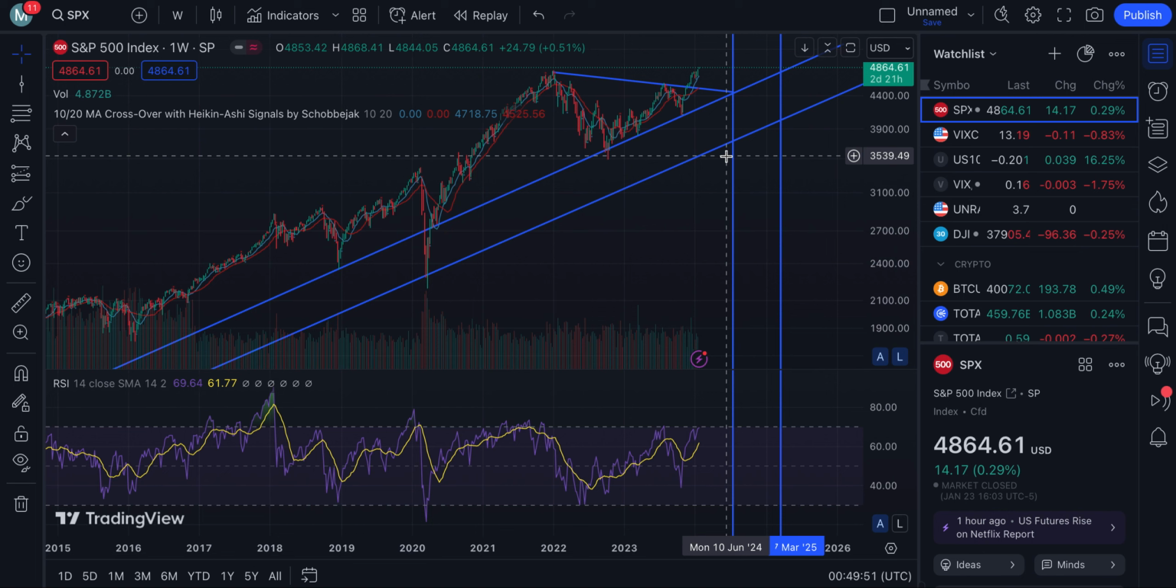So my thought is, if we were to get a recession, and I don't know when it will happen or if it's going to happen within the next year or so.